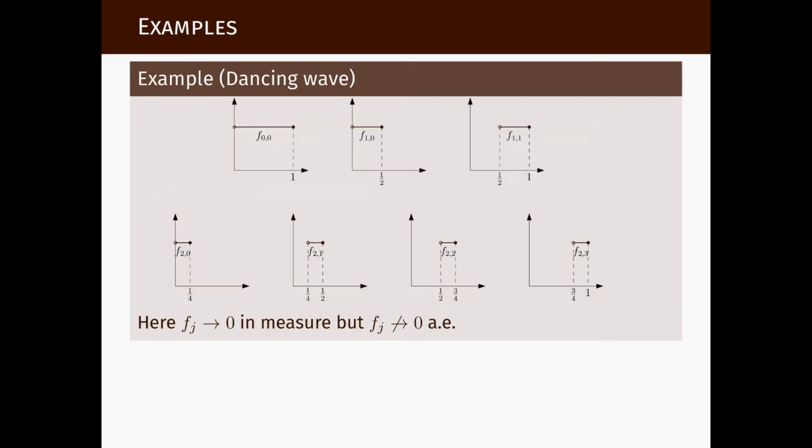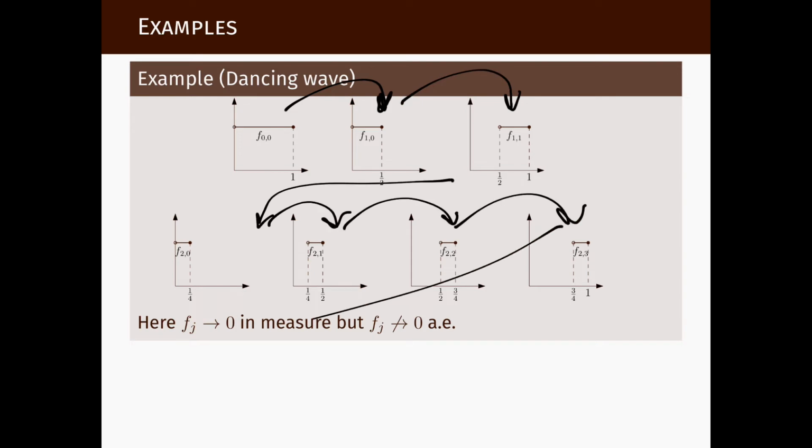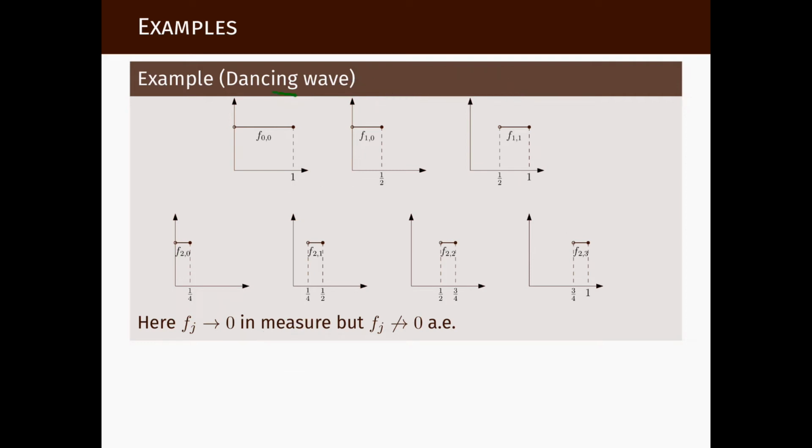Now here's an example in the other direction. We have a sequence of functions. You need two indices to construct the function, but after that you can order them like this and keep going. So this is a sequence of functions, and they look like this. The first function is just constant on this whole interval from 0 to 1, constant equal to 1.